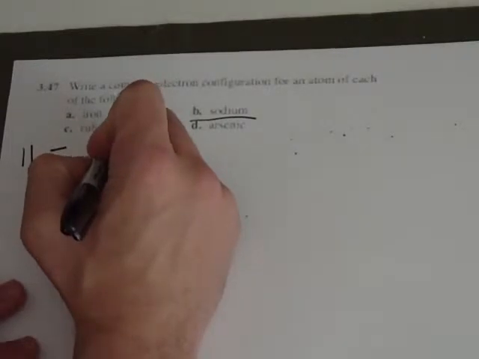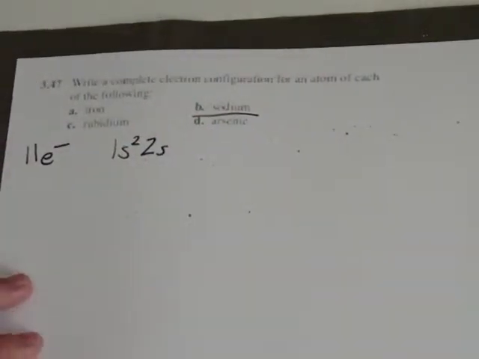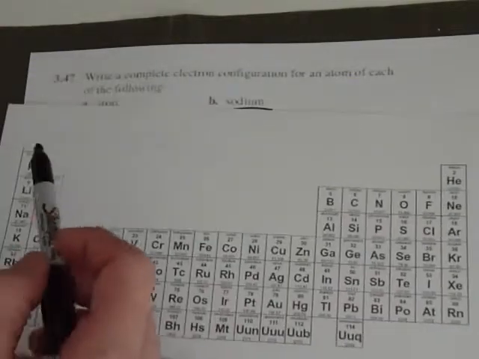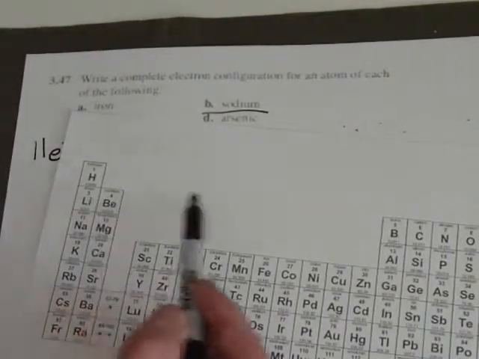Okay, and so the order, you go 1s, and you can have 2 electrons in the 1s. Then 2s. Okay, so you filled up your 1s level. Now you have your 2s. Go past that, 2s2. You have 2 electrons in 2s.